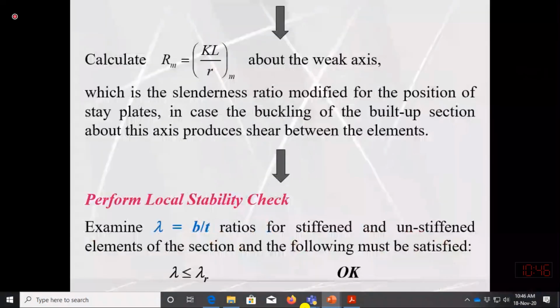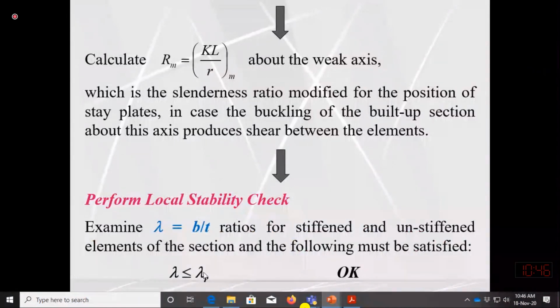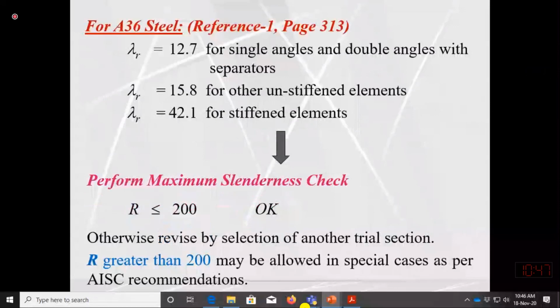So to avoid the local instability, the lambda value, which is the B over T ratio of our stiffened and unstiffened element, should be less than the lambda R value. Lambda R is the limiting value to avoid the buckling in any stiffened and unstiffened element. So lambda R values for any stiffened and unstiffened element is given in LRFD design aid. If you open page number 313 in LRFD design aid, you will find a table.